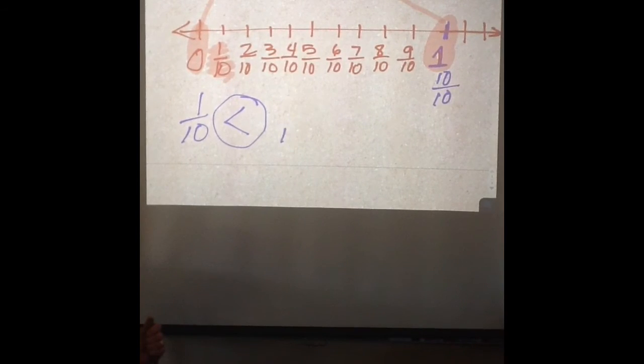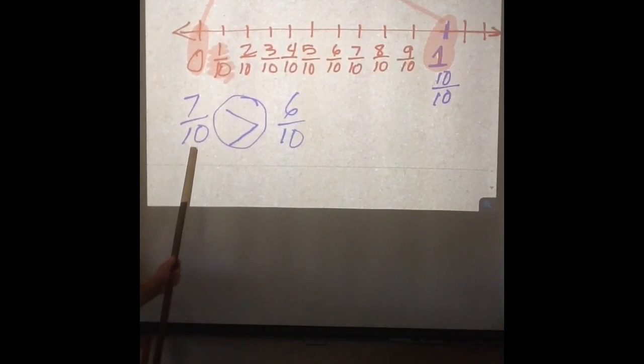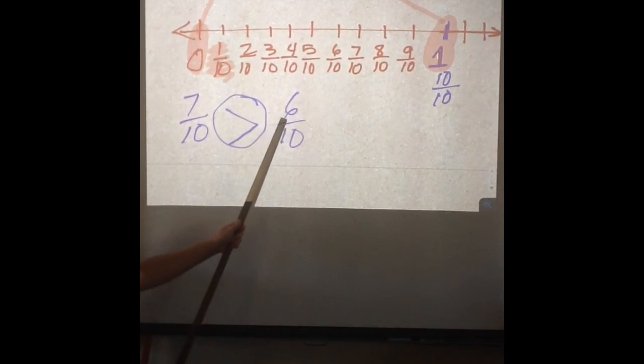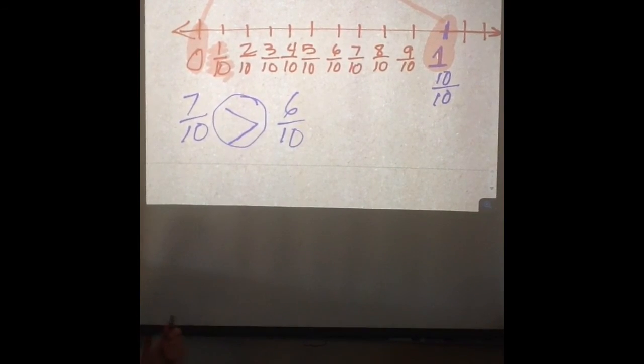So let's play a little game here. I have this here and this here. Now what do I do? What symbol do I put in there? Is this greater than? Yes. Okay, so read it with me: 7/10 is greater than 6/10. Excellent. Let's do one more, shall we?